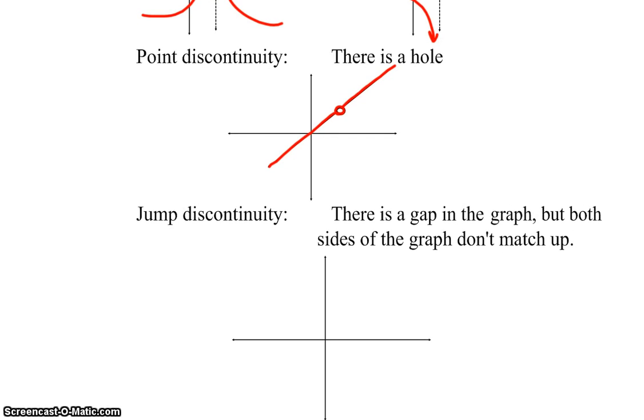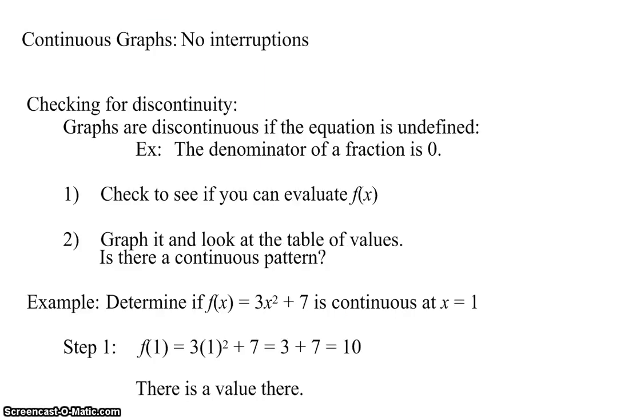The third type of discontinuity is jump discontinuity. In this, there's also a gap in the graph, but the sides of the graph do not match up. So for example, you might have a function that arrives at a point here, and then it may pick up and continue on from a different place. You can see that there is actually a jump in the graph from the left side to the right side. Continuous graphs have no interruptions.